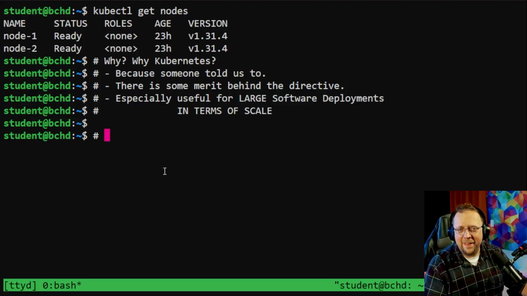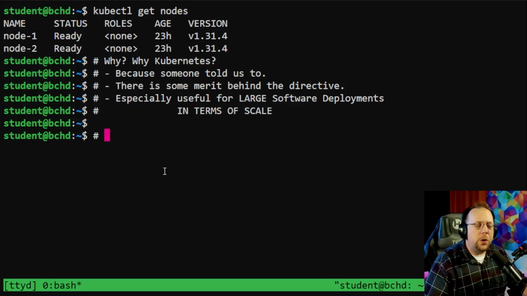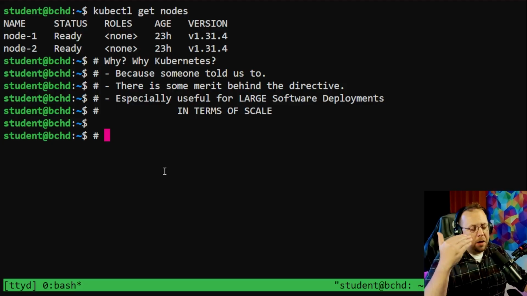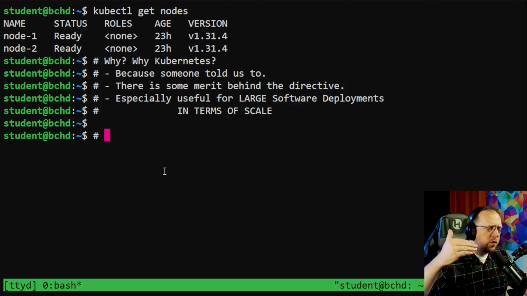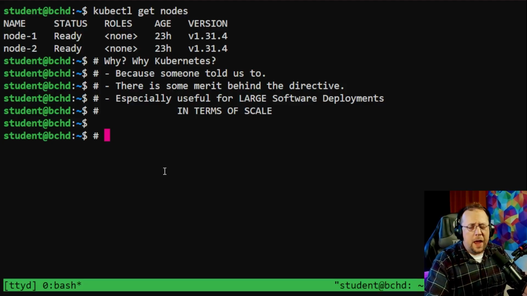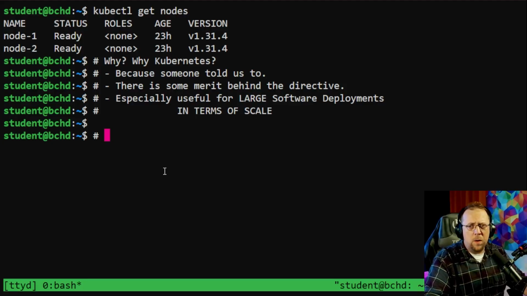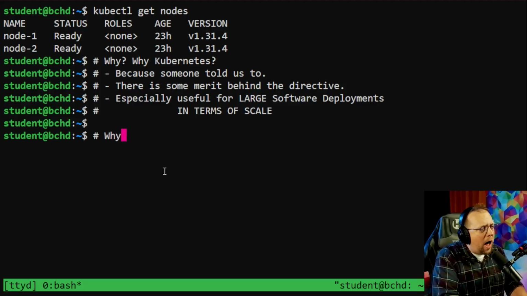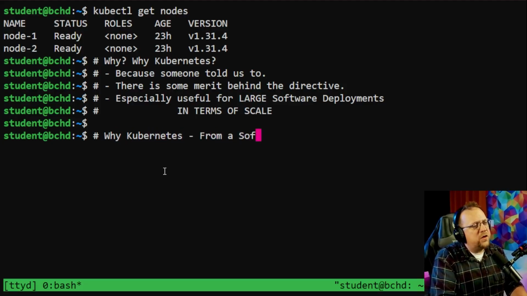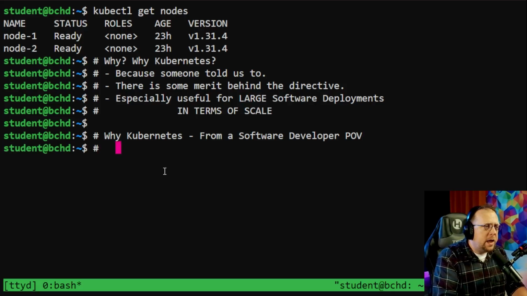Darn it. You know, we've been developing code in terms of monolithic applications, in terms of service-oriented architectures. And the way we write code for monoliths or service-oriented architecture is very different than how I would have to write code for a microservice architecture. And so if we're thinking about why Kubernetes from a software developer point of view, which is what we're talking about today, you're going to hate it.